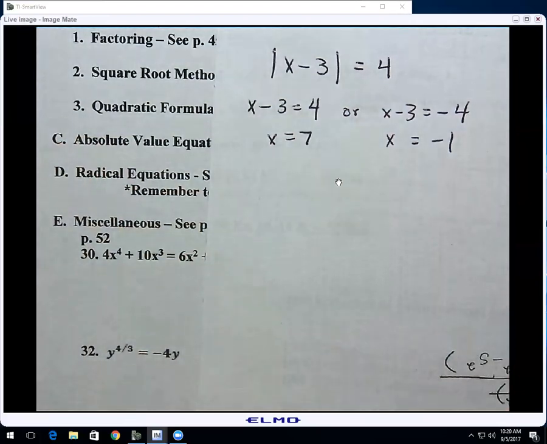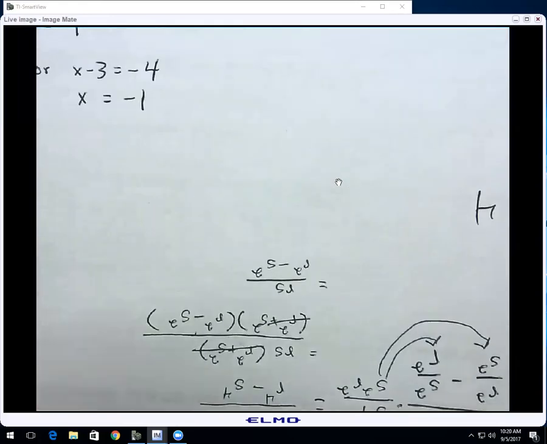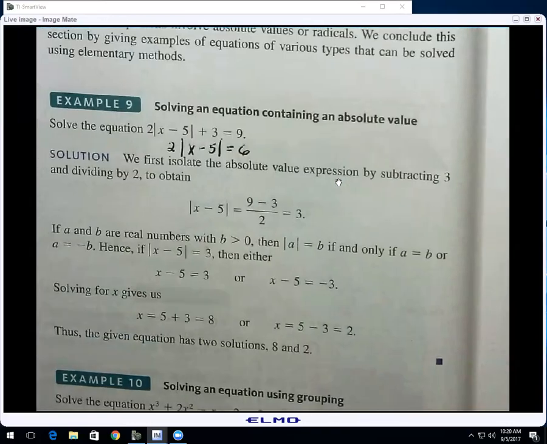So I wanted to make sure you understand why you separate the equation into 2 equations. That distance, which is 4, could be to the left or to the right. And that's why you have to solve 2 equations. Now the good example in your book is, what did I say right here? Page 50, example 9. Example 9 is an excellent example.